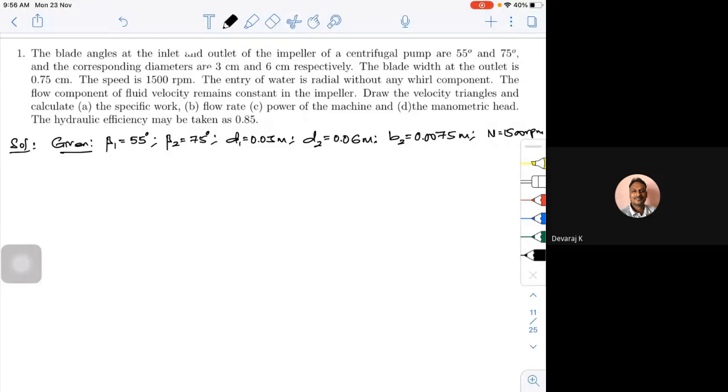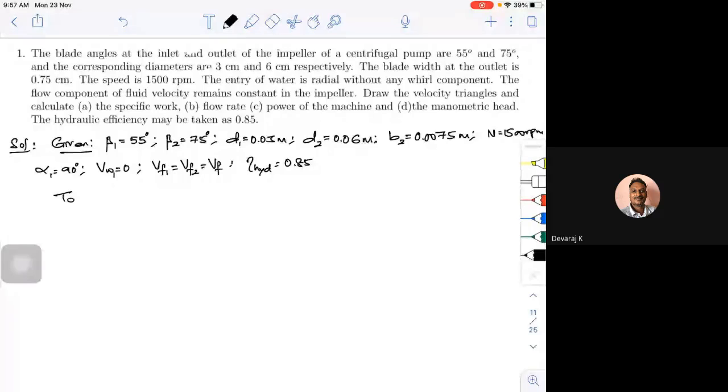Okay. Then, as the fluid is entering radially, that is with VW1 equal to 0, I can call alpha 1 equal to 90 degrees with my VW1 equal to 0. Okay. My flow components are the same, that is VF1 is equal to VF2, which is VF. And the hydraulic efficiency, I can take it as 0.85.